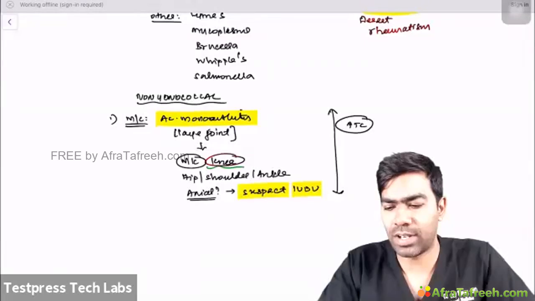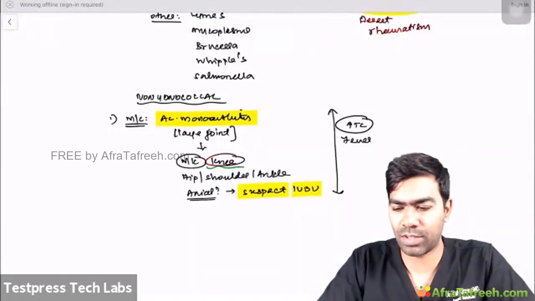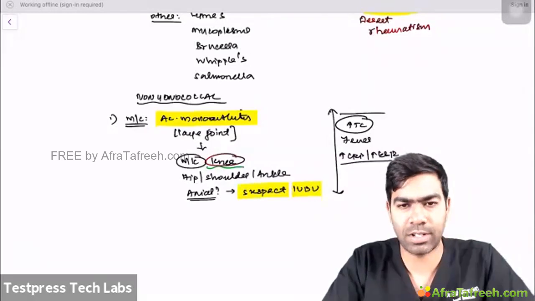So they can have an elevated total count, they can have fever with or without chills, they can have other generalized features of sepsis, they can have elevated CRP and ESR. These are highly non-specific, but we know there is something wrong going on in these patients. That's what we need to know.